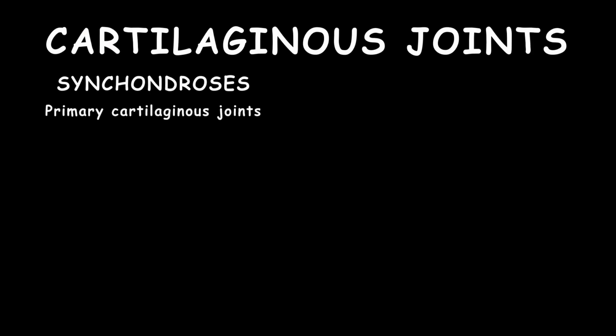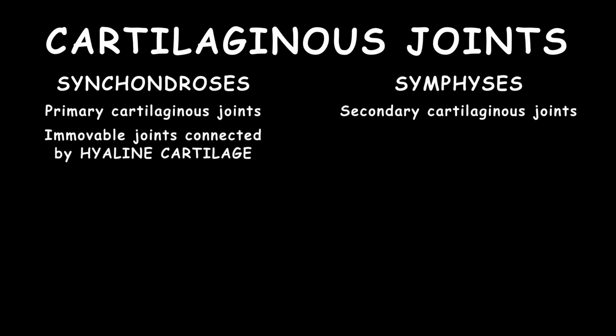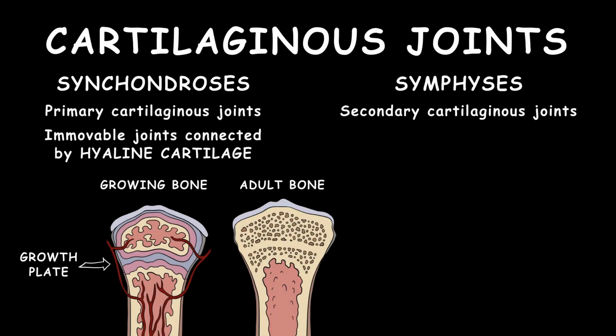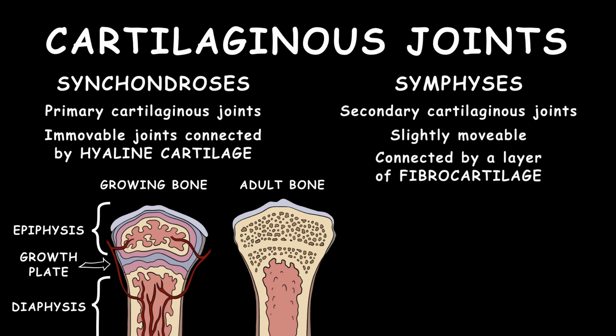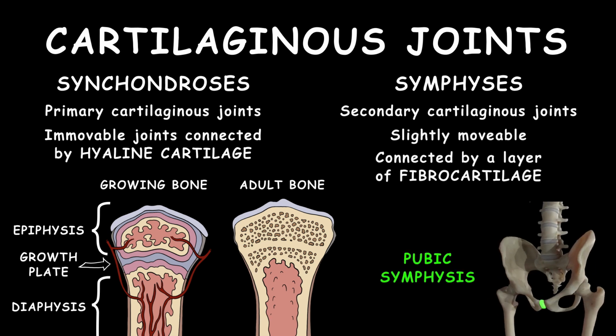There are two main types of cartilaginous joints: synchondroses, or primary cartilaginous joints, and symphyses, or secondary cartilaginous joints. Synchondroses are immovable joints connected by hyaline cartilage, such as the joint between the diaphysis and epiphysis of a growing long bone. Symphysis joints are slightly movable, connected by a layer of fibrocartilage. An example is the pubic symphysis.